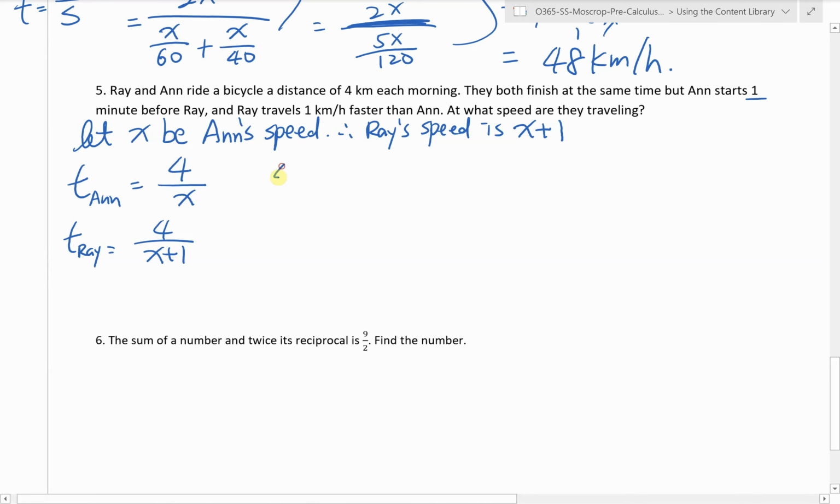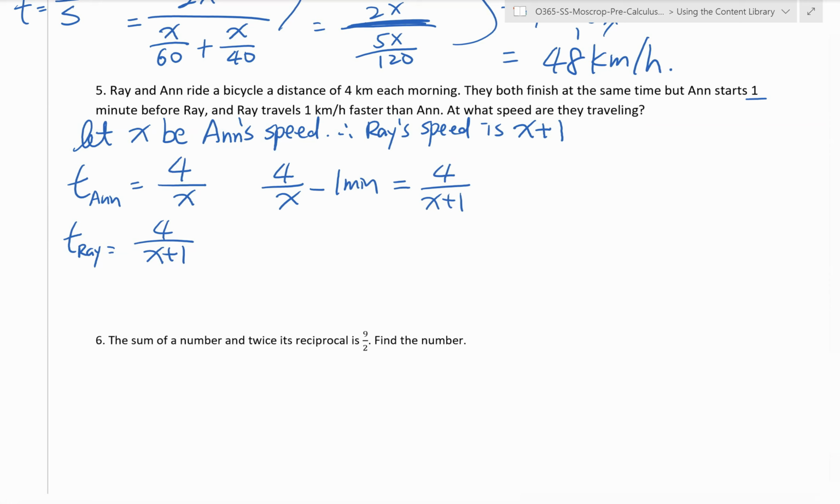Let me say it again. This is Ann's time. If I take 1 minute away from Ann, this would actually equal Ray's time, right? Because Ann actually takes 1 minute longer. So if I subtract 1 minute from Ann, the time is now going to be the same.